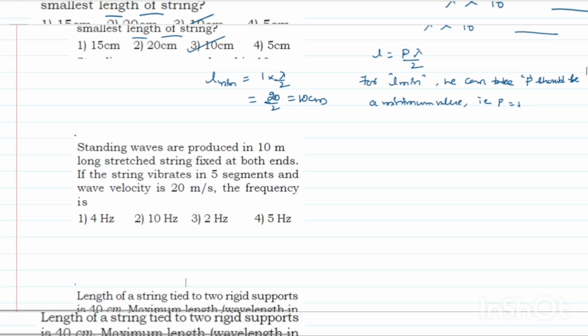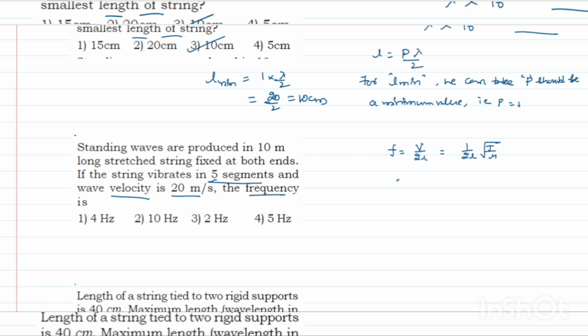Let us see the next question, students. Standing waves are produced in a 10-meter long stretched string fixed at both ends. If the string vibrates in 5 segments and wave velocity is given as 20 meters per second, the frequency is asked. So this is the fundamental frequency formula for a stretched string: V by 2L, where V is root over T by mu. This is for one segment, which gives the fundamental frequency, students.